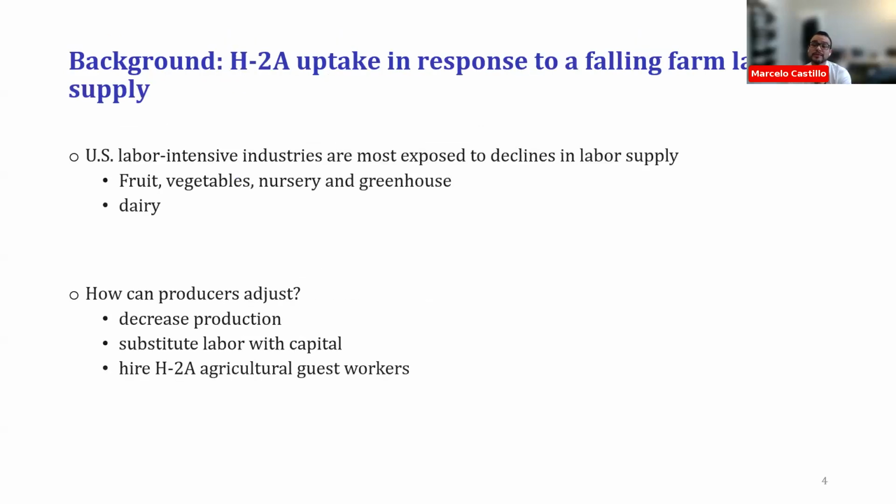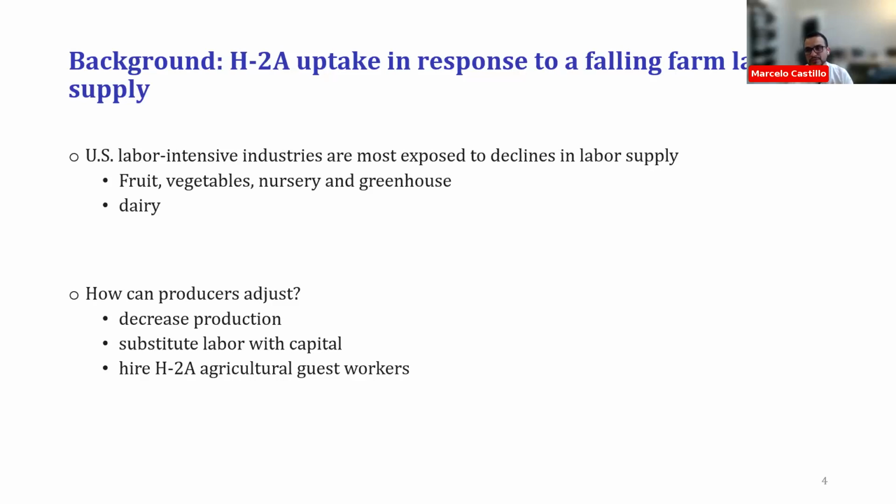All right, perhaps not surprisingly, agricultural industries that are labor intensive are the ones that are most sensitive to this falling labor supply. In crop production, we have fruits and vegetables, nursery and greenhouse that are particularly labor intensive. And within livestock, the most labor intensive industries, as most of you probably know, are aquaculture and dairy.